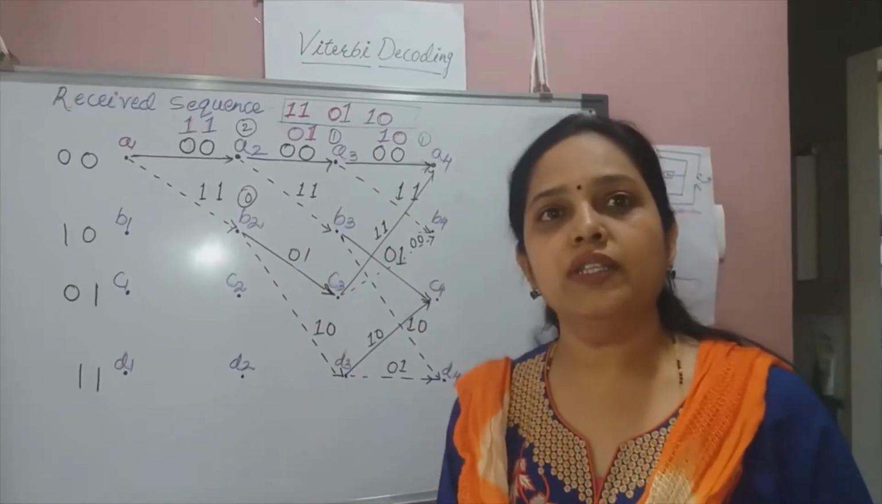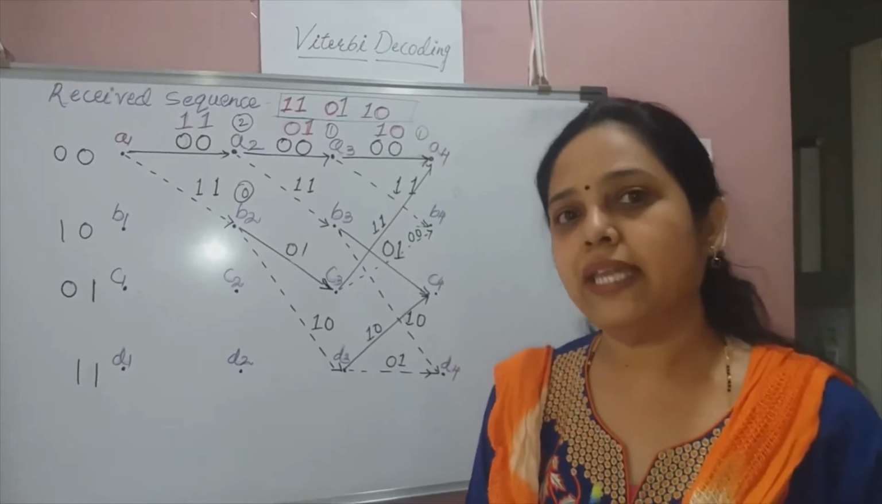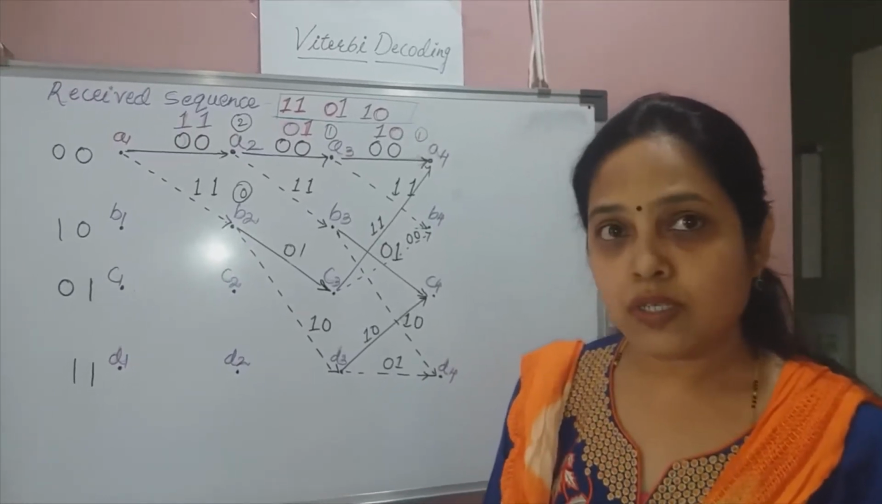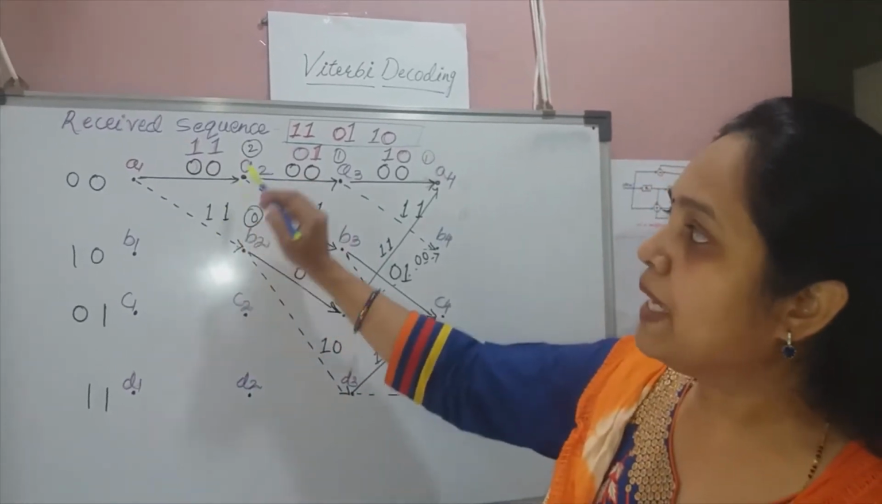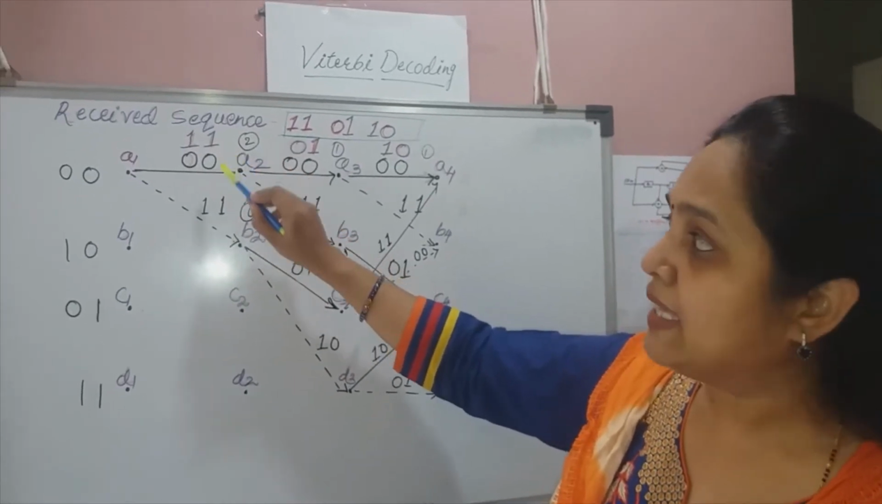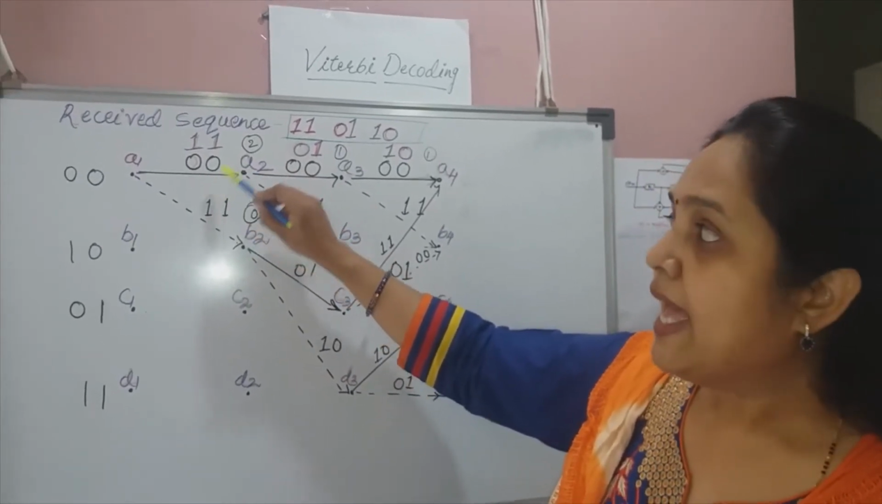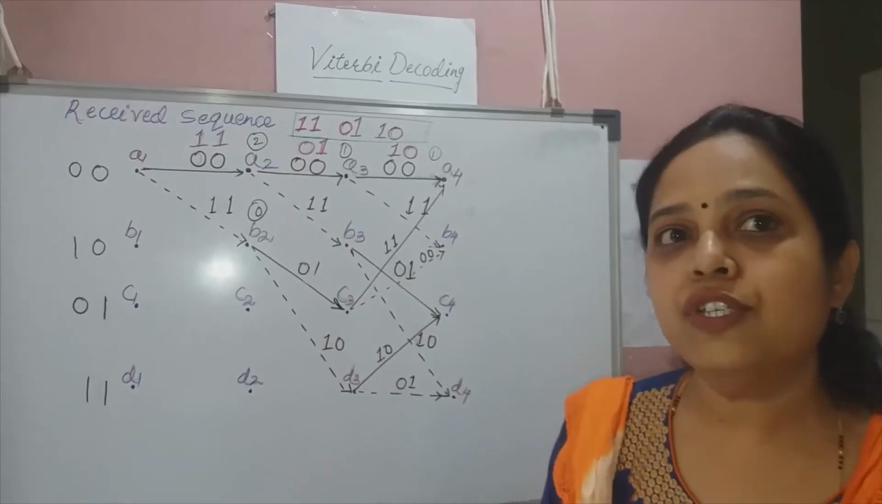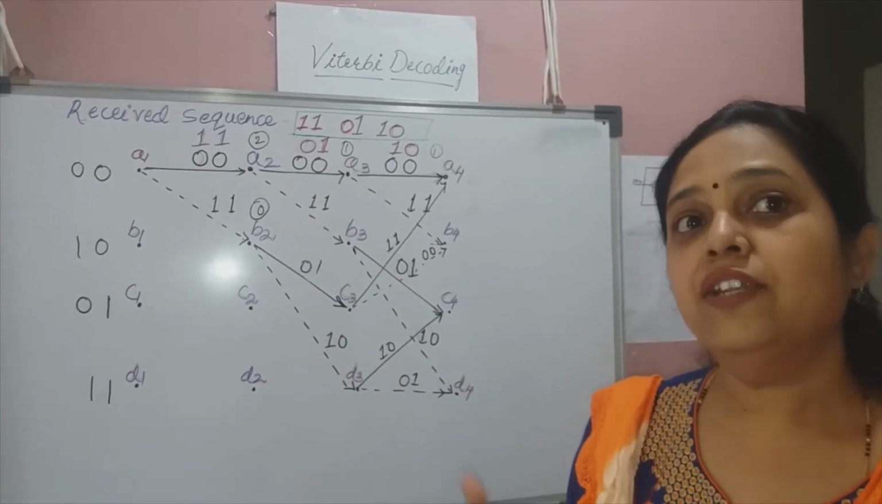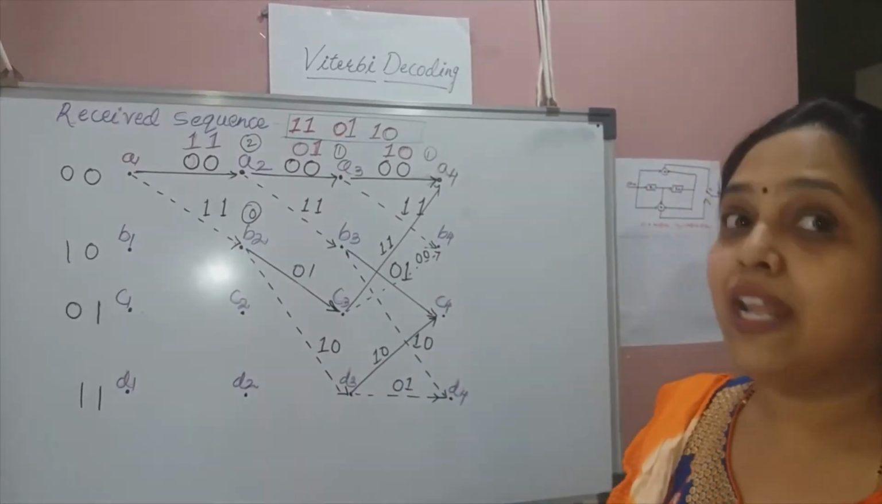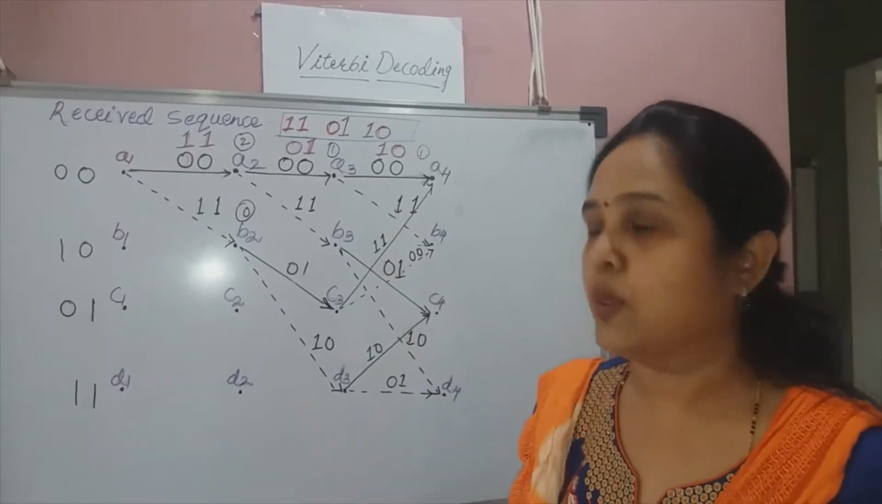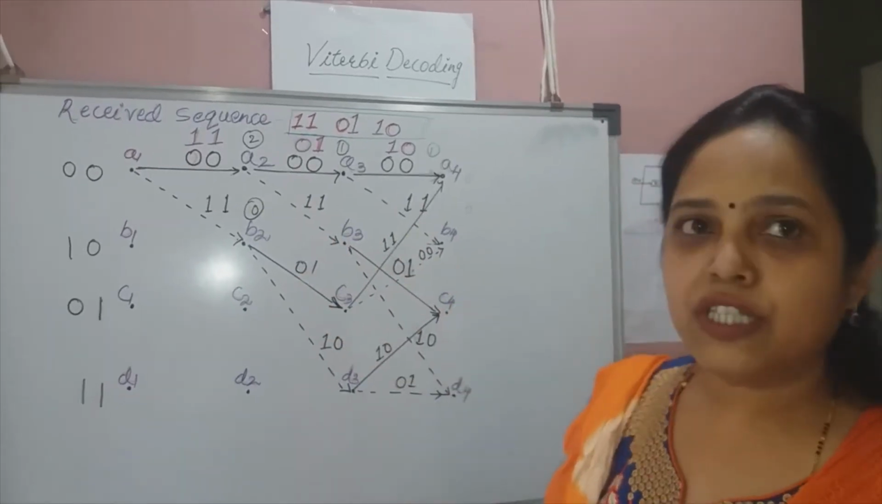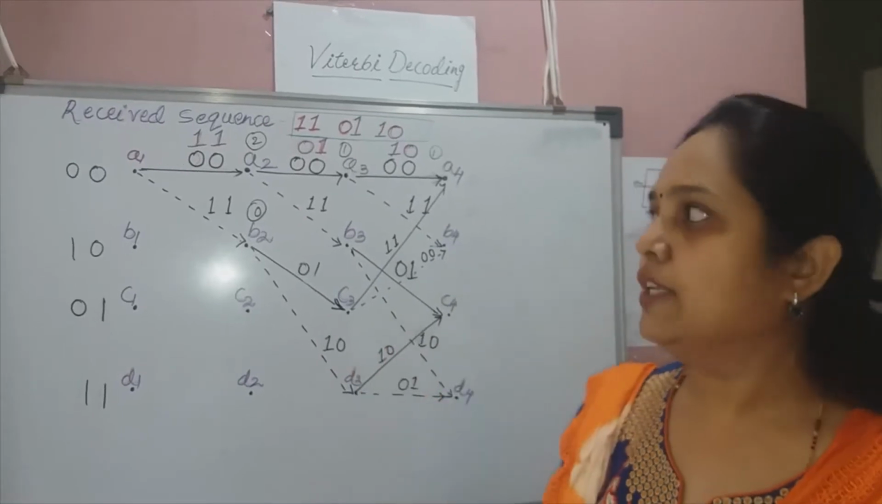The Viterbi decoding algorithm is also called the maximum likelihood algorithm, because it compares the received sequence and the standard output sequence, tries to find the difference between these two, and finds the similarity or likelihood between these two sequences. So let's start working on the Viterbi algorithm.